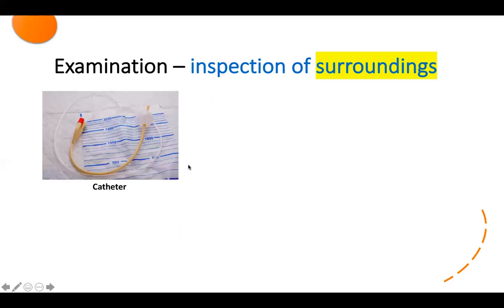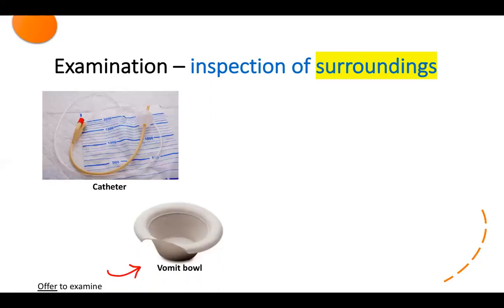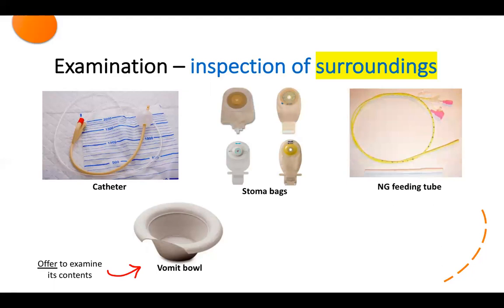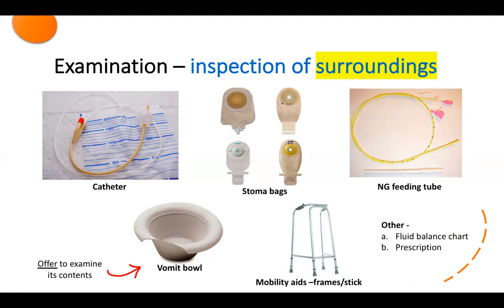So look out for any catheters. If you do see any vomit bowls, sick bowls, offer to examine its contents in an OSCE exam. Look out for stoma bags, any feeding tubes, mobility aids, frames. That doesn't directly correlate with GI, but it plays into the patient's general well-being and their recovery, and other things like fluid balance charts or prescription charts. So anything you see you want to mention.